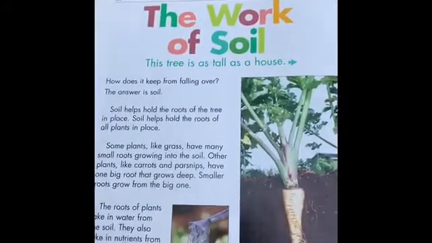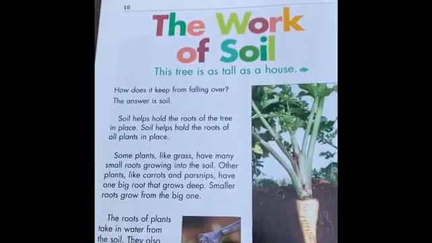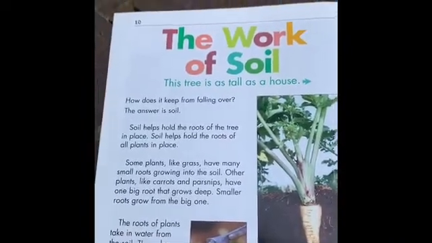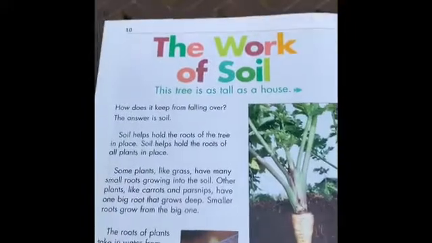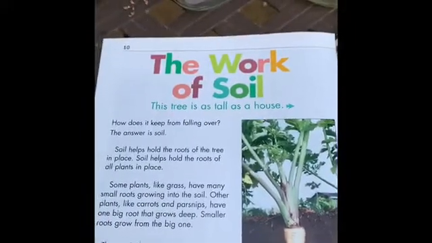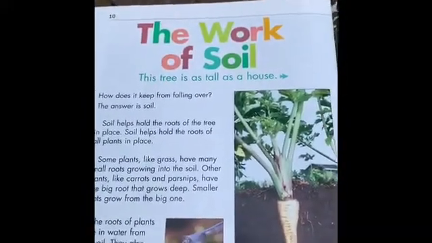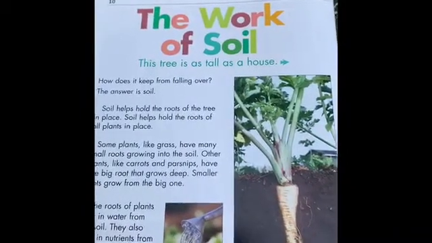The work of soil. How does it keep from falling over? Look at this huge tree. How does it keep from falling over? There's a couple of different factors there, but the main answer is soil. Soil helps hold the roots of the tree in place. Soil helps hold the roots of all plants in place.